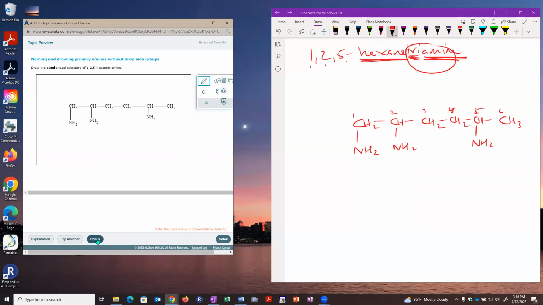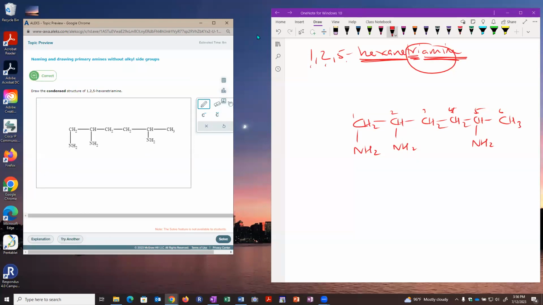All right, so if we check that, there's your structure. So start with the last part of the name. It tells you the longest carbon chain and the functional groups present. The numbers tell you where to attach the functional groups.